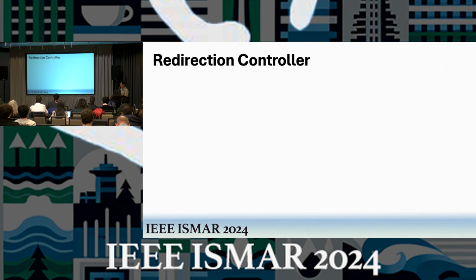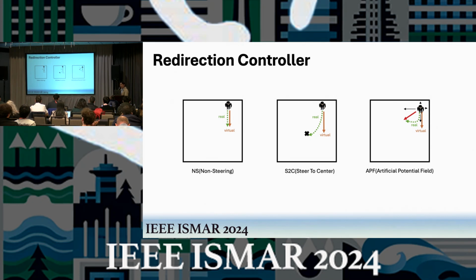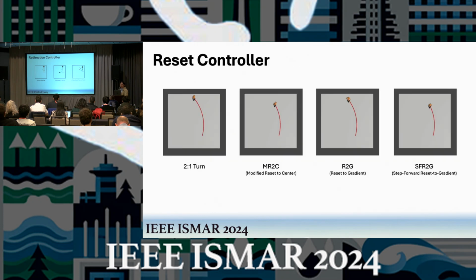Because we can only use a limited range of redirection gains, there are many different ways to redirect users, like non-steering, which is the basic one where nothing is applied; steer-to-center, which redirects the user to the center of the physical space; and APF, which redirects the user in the direction of an imaginary pushing force away from the boundary. Despite these subtle redirection techniques, there is still a risk of collision.